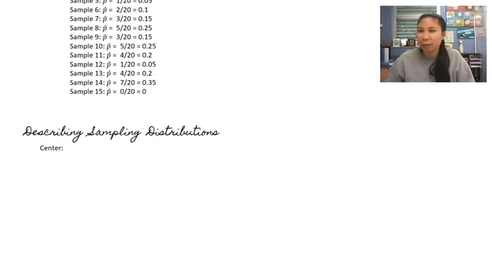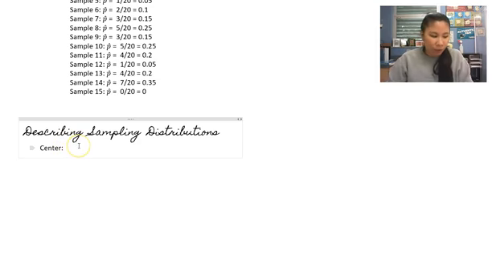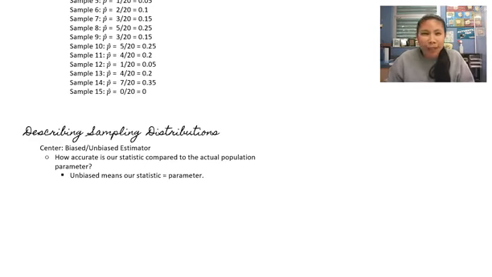In addition to just talking about the mean for the center, sometimes you'll also hear the center being called a biased or an unbiased estimator. Whether you're biased or unbiased is basically saying how close your statistic, whether it was a mean or a proportion or something like that, is compared to the actual population parameter. This is difficult to talk about in real life because we would never really know what the actual population parameter is.